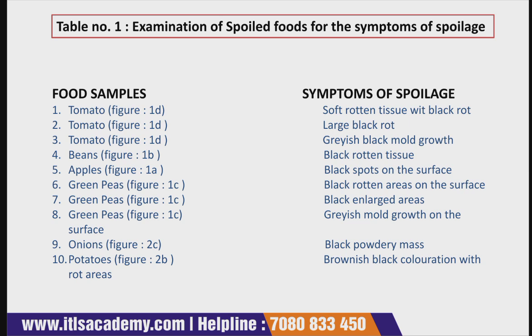The apple has a black spot on the surface. The same is the case with green peas, which have black rotten areas on the surface. The black beans have gray enlarged growth. The onion has a black powdery mass. And potatoes have a brownish and black coloration with rot areas. So these are the food samples that you want to examine, and these are the symptoms of spoilage.